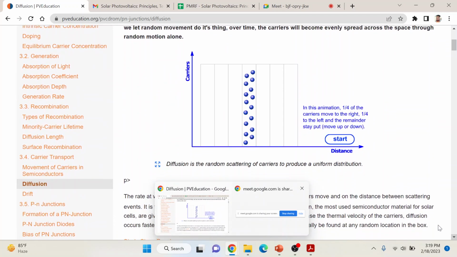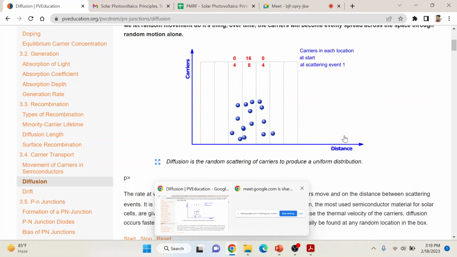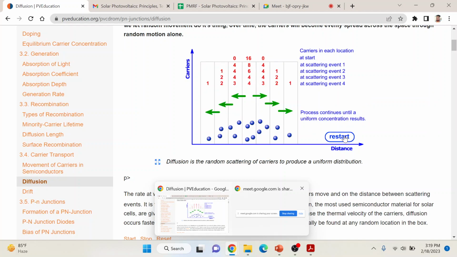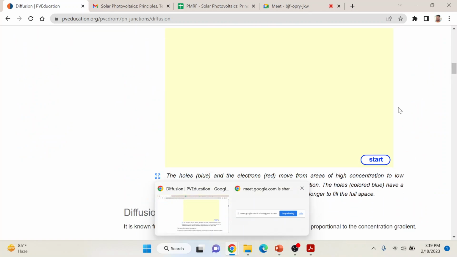Let me show you this video also. This diffusion is a random scattering of carriers to produce a uniform distribution. If you can see, there are carriers at different locations, and they are moving from higher concentration to lower concentration. Now let me explain this in very layman language to you.